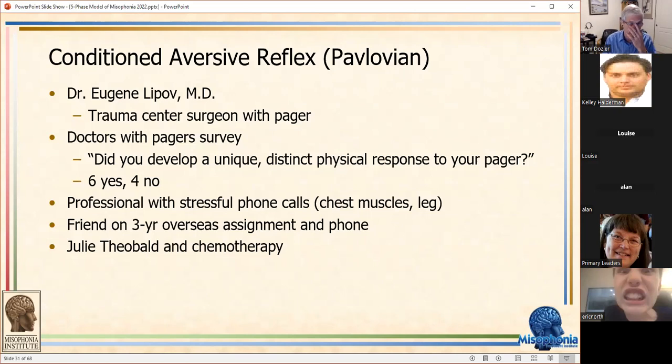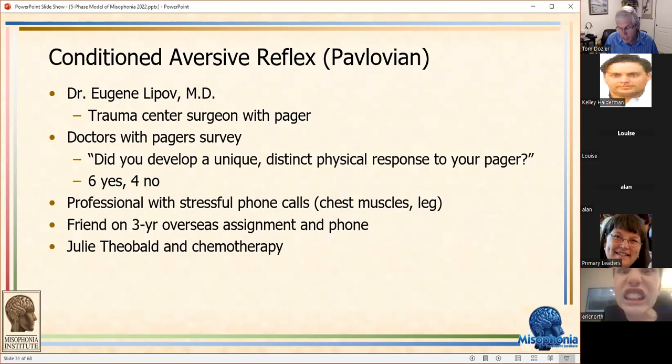Off they go. But Dr. Lipoff would kind of go, oh, what am I going to have to deal with? And kind of dreading how ugly it might be. And after about a month, it was, brr, oh, what's it going to be this time? And I said, Gene, how long did that shoulder flinch persist? He says, until I got a different job and got rid of my pager. Every time the pager went off, my shoulders went up.